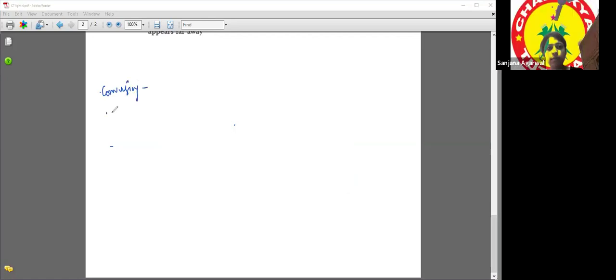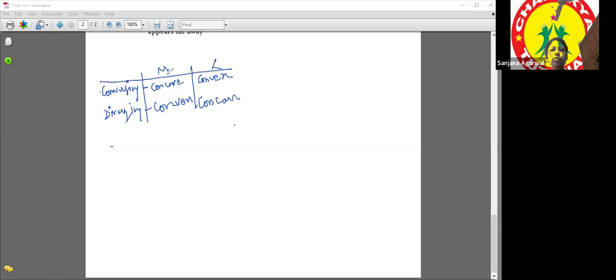Convergent, divergent, mirror, lens. In case of mirror, which one is converging? Concave. In case of mirror, which one is diverging? Convex. And in lens, vice versa. Convex is convergent and concave is divergent. Okay, this I was telling you people. If you want to know, you can note this one. Please note this down. Okay, ma'am.